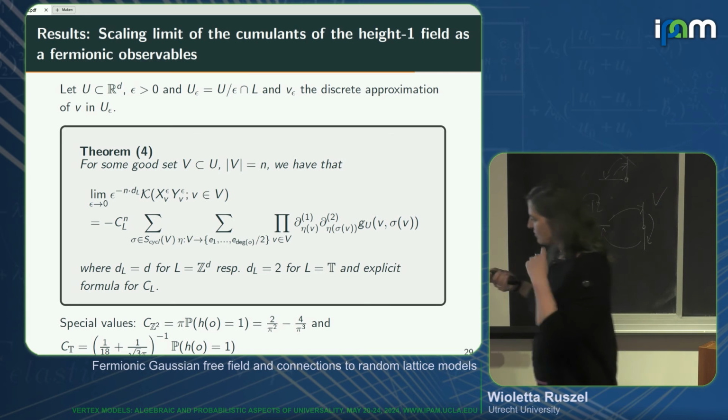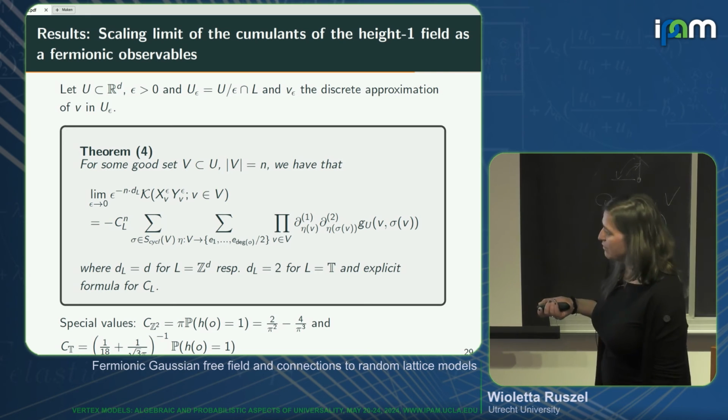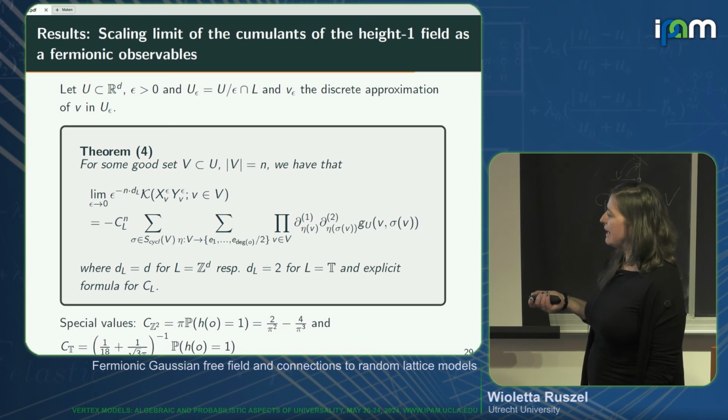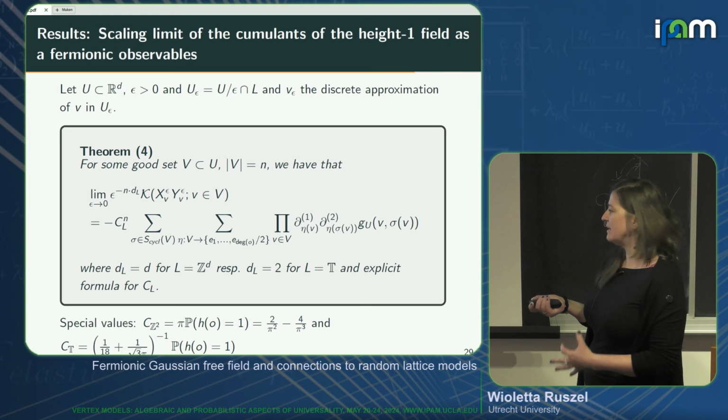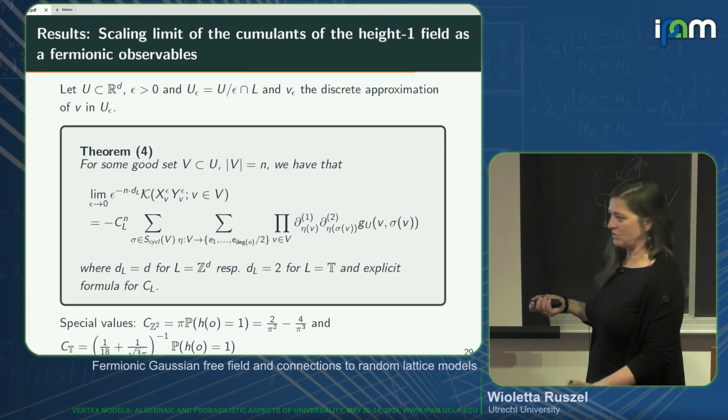And the nice thing, as I'll tell you in a moment, is that it fits some prediction which was made by the physics community, and you can relate it to the probability of having height 1 in the infinite volume at the origin, for example.